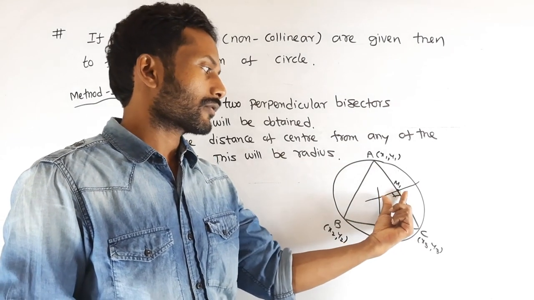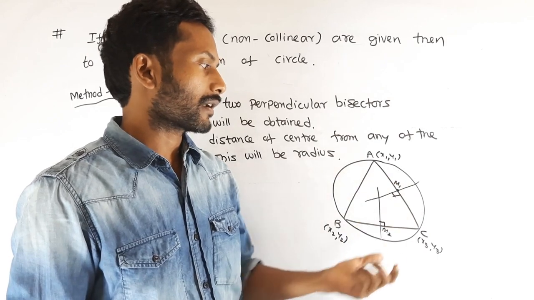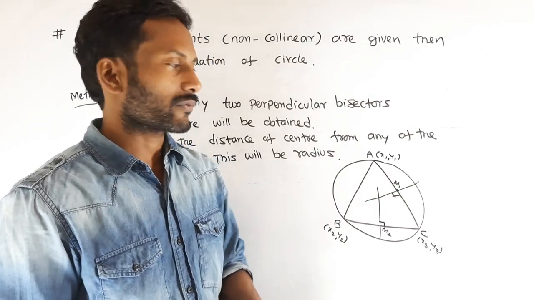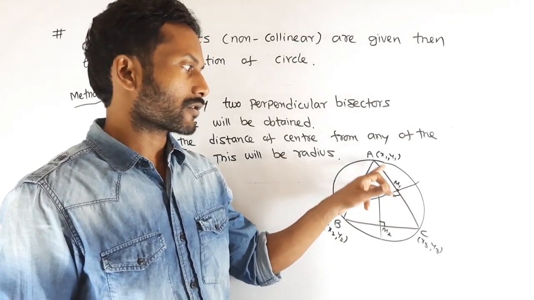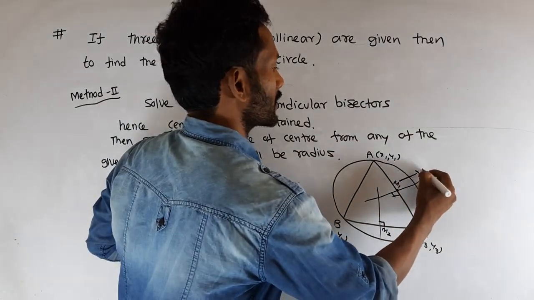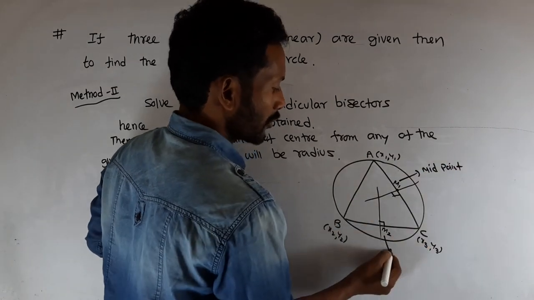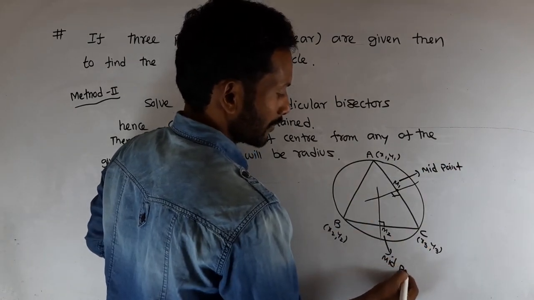And slope of this one, these two are perpendicular. So two lines are perpendicular. Product of the slopes equal to -1. Point M1 find out చేయొచ్చు. M1 is the midpoint of AC. Here M1 is the midpoint. Here M2 is also midpoint.